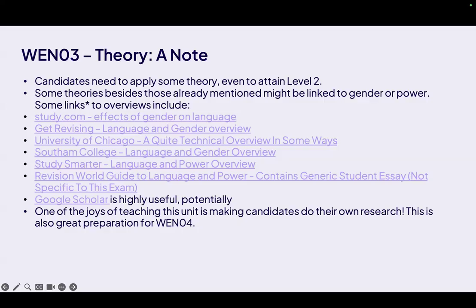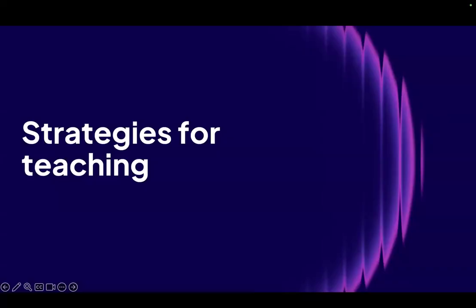One of the joys of teaching this paper 3 is that it prepares the students for paper 4, which is very much based on their own research. Pearson, may I add, is not endorsing these links, they're just pointing out their existence. Make sure, please, that you check everything before using it in the classroom or making recommendations for wider reading. Things get changed over time, so make sure that you check it first before giving links to your students.